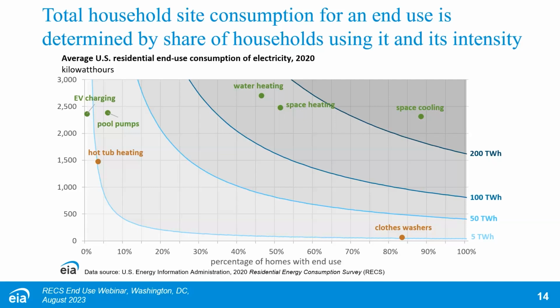Now, finally, if you go all the way to the left, you'll see our new end use, electric vehicle or EV charging. Because so few households charged an electric vehicle at home, it contributed very little to total electricity consumption, similar to the contributions of clothes washers and hot tub heaters. However, it is a very intensive end use for households that charge electric vehicles, using slightly less than 2,500 kilowatt hours per household on average, which is on par with the average electricity consumed for households with electric space heating or electric water heating.